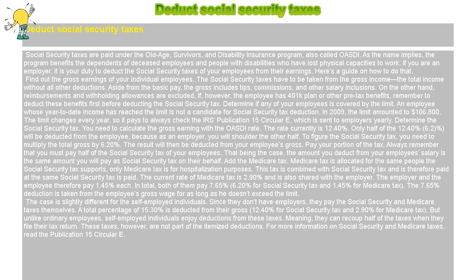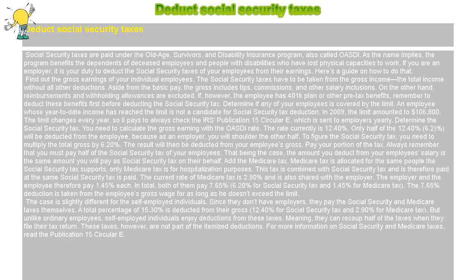Pay your portion of the tax. Always remember that you must pay half of the Social Security tax of your employees. That being the case, the amount you deduct from your employee's salary is the same amount you will pay as Social Security tax on their behalf.